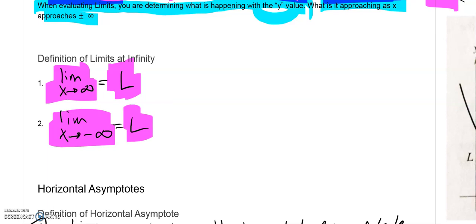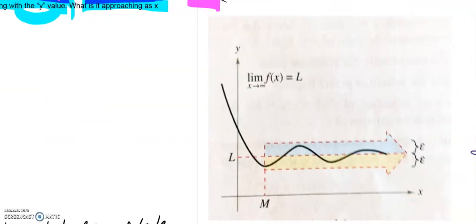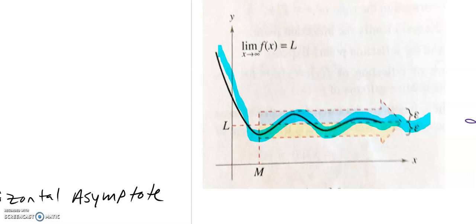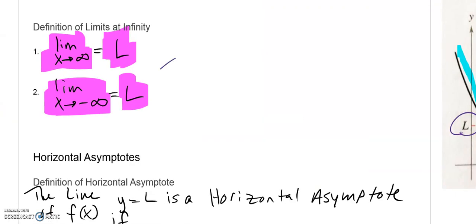Now that brings us into the idea of horizontal asymptotes, because if you look at this diagram right here, this is our function. It's kind of like a sinusoid. It goes back and forth, but eventually that function will look like a straight line, and that is how we get our limit. So this line, this L, represents your limit.